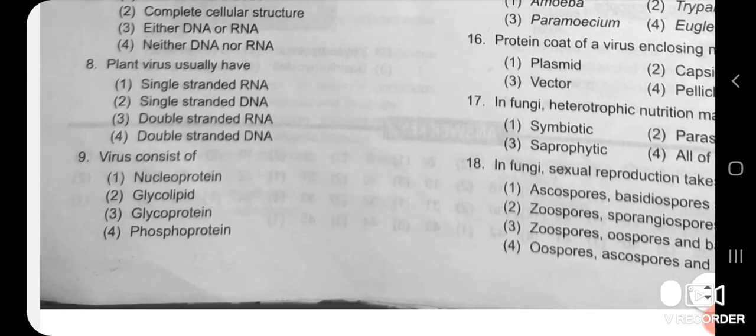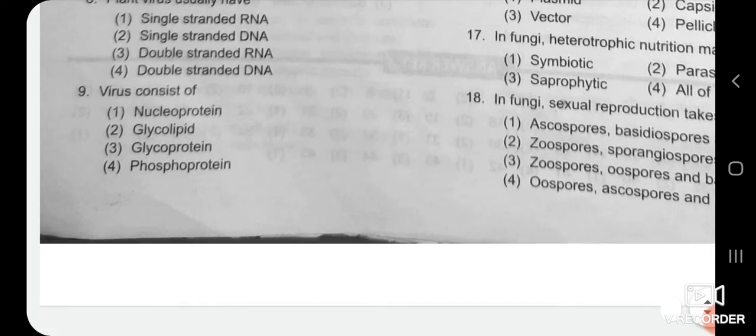Next MCQ. Plant virus usually have: single-stranded RNA, single-stranded DNA, double-stranded RNA, double-stranded DNA. So if we see, most plant viruses usually have RNA as the genetic material, but it is always in the form of single-stranded RNA. In plant viruses you never find DNA as genetic material. Only RNA is the genetic material, and it is also single stranded. So the first answer is correct, that is, plant virus has single-stranded RNA.